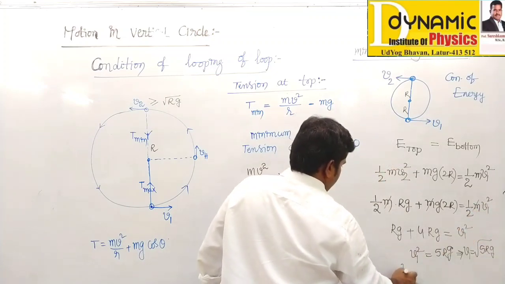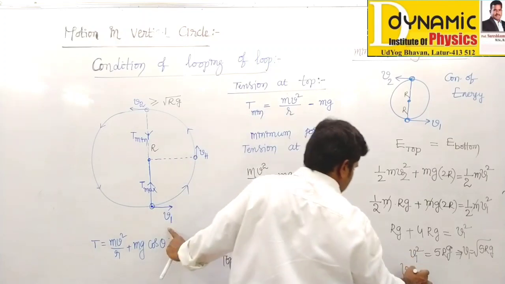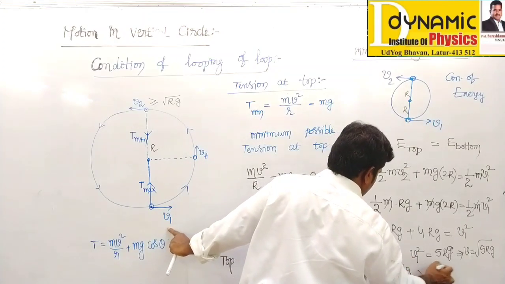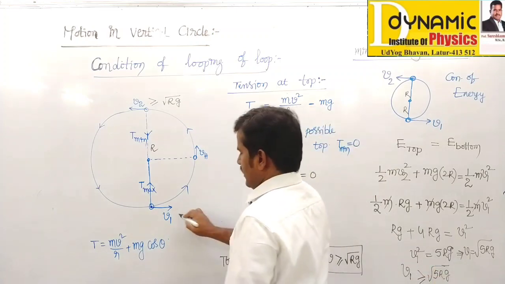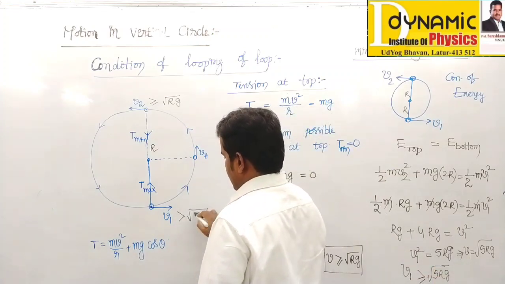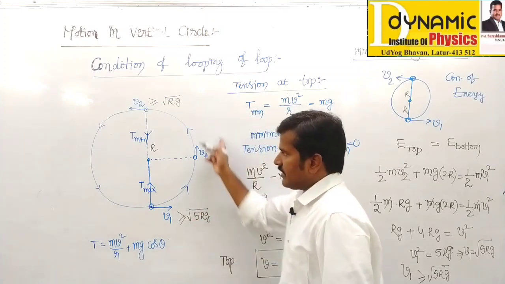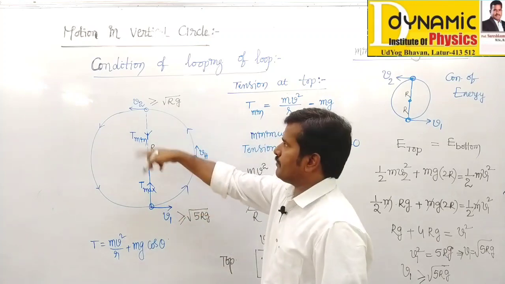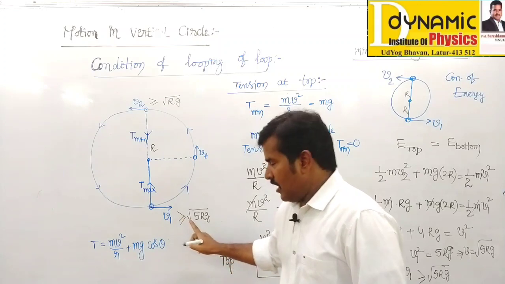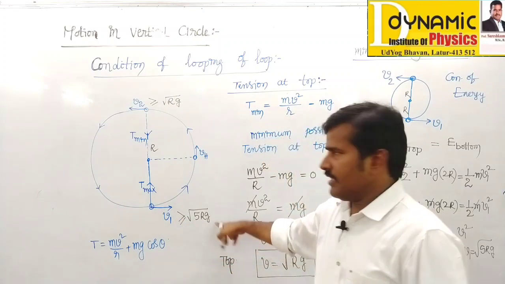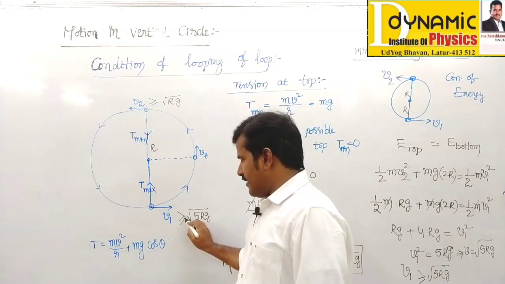So that means the velocity at the bottom position is more than or equal to root 5rg. If the velocity is more than root 5rg, then the body completes the loop. The condition for looping the loop must be velocity at the lowest position root 5rg, and at the topmost position the velocity root rg. But this is the minimum.